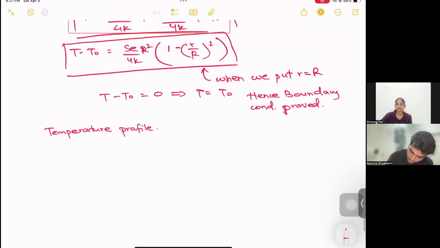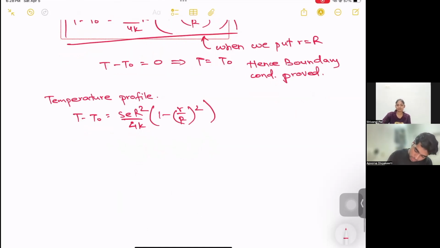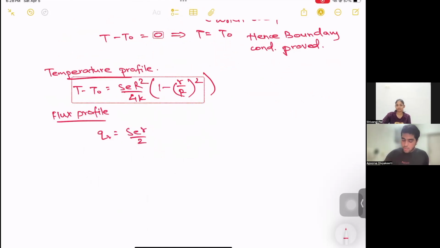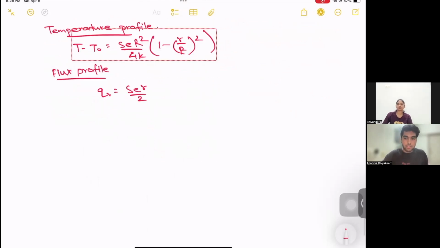So this is T minus T naught equals S E capital R square by 4k into 1 minus small r by capital R, the whole square. And the flux profile we got as q_r equals S E r by 2. Okay, so now we've got both the profiles.